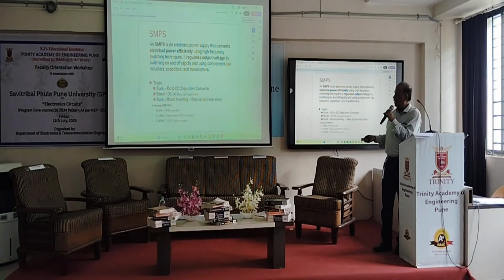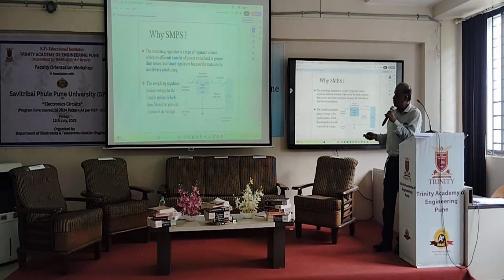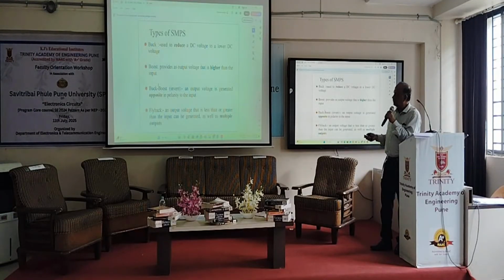So there are many advantages, and we know that this is again a switching circuit where we can switch this on and off and then we can get the output. So the efficiency is increased over here. So we have buck, boost and flyback. These are the different types, and we know that this is a DC to DC converter. Then this is output voltage higher than the input, and this is output voltage generated opposite in polarity over here, both buck-boost and so on.